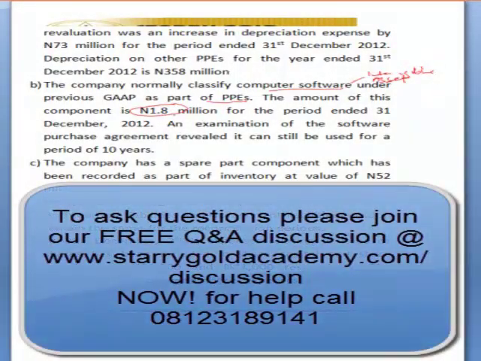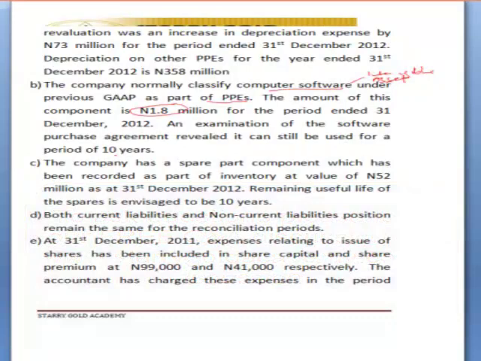Now if you also look at this, it says an examination of the software purchase agreement reveals it can still be used for a period of 10 years. It means from the very first day that you are recognizing it as an intangible asset, you need to be able to amortize it over its useful life.